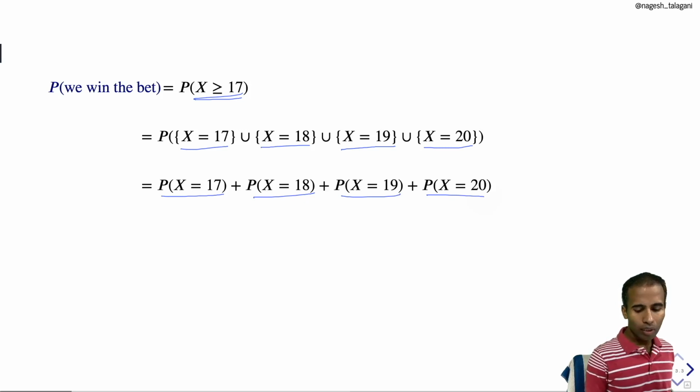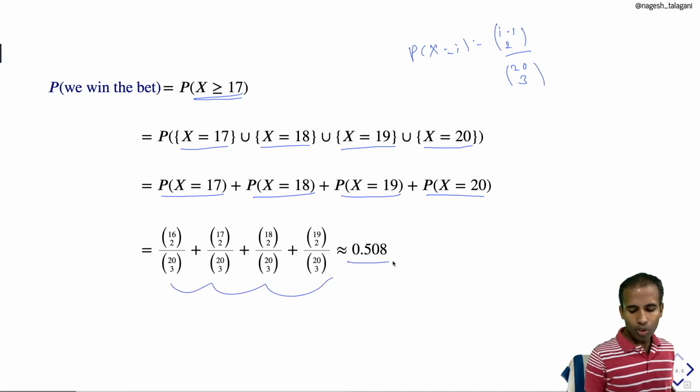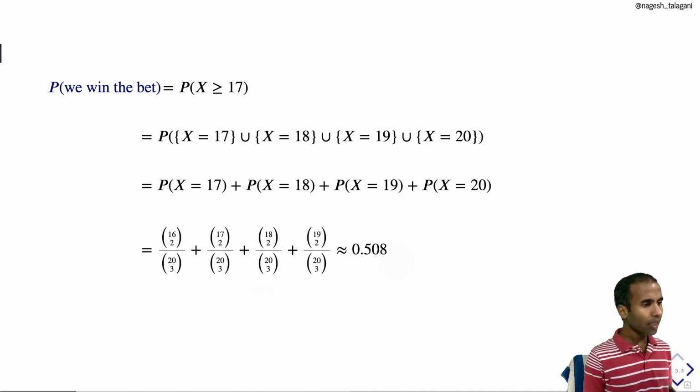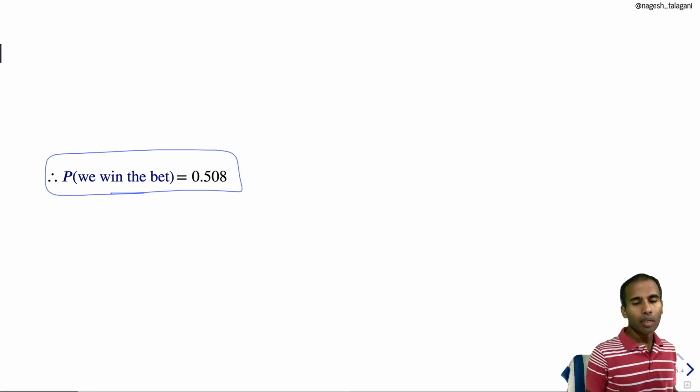And we know the probability of X equal to i is i minus 1 choose 2 by 20 choose 3. So the probability of X equal to 17 is going to be 16 choose 2 by 20 choose 3. The probability of X equal to 18 is going to be 17 choose 2 by 20 choose 3, and so on. These probabilities add up to 0.508. Therefore, the probability that we win the bet equals 0.508. Here X is an example of a random variable.